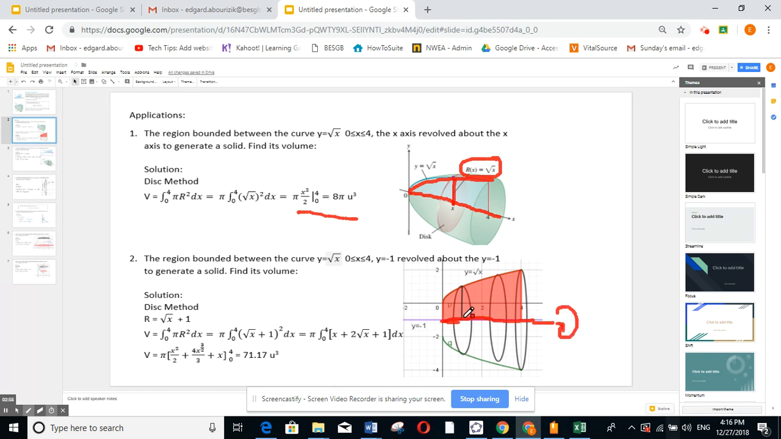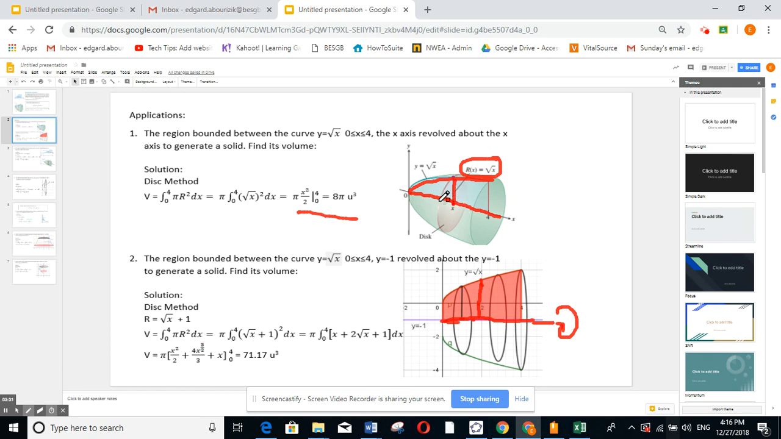First of all, I need to find the radius. It's a disk method because the axis of rotation is a boundary. So the volume is the same, from 0 to 4 of pi r squared, but I need to find the radius. You know that from here till here, this is root x, because this is the graph of root x from the x-axis. And from here till here you have 1. So what will be the whole radius here? It will be root x plus 1. So in that case, the radius will be root x plus 1, all squared.